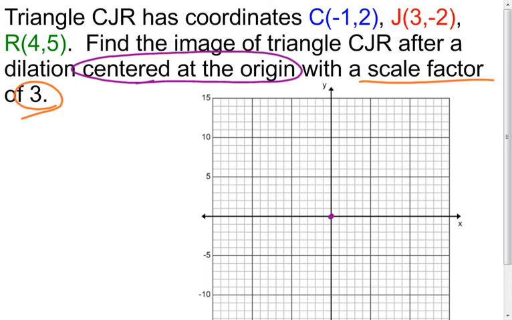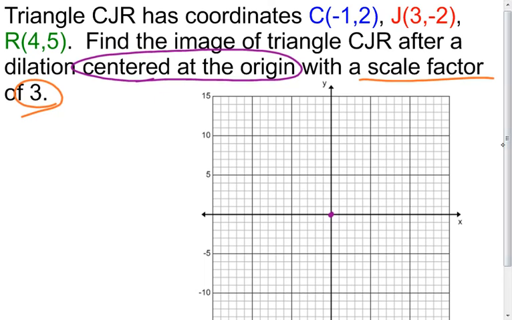Now you got a couple ways to do this. The first way I'm going to look at it is straight up graphing it. So I'm going to just go with graphing the point (-1, 2). There's point C. Now my scale factor is 3, which is going to tell me I have to be 3 times the distance away from the center.